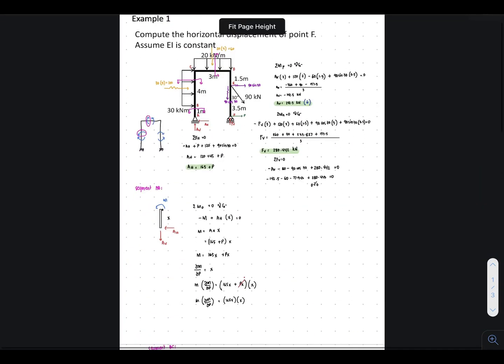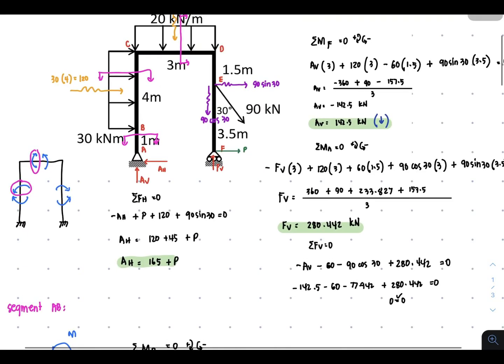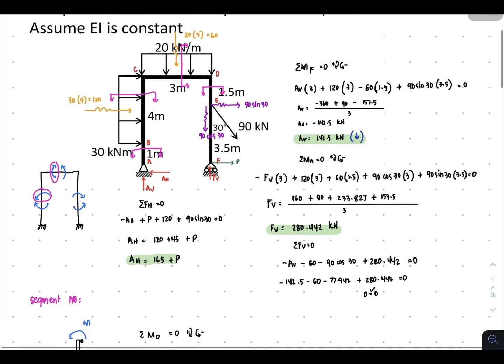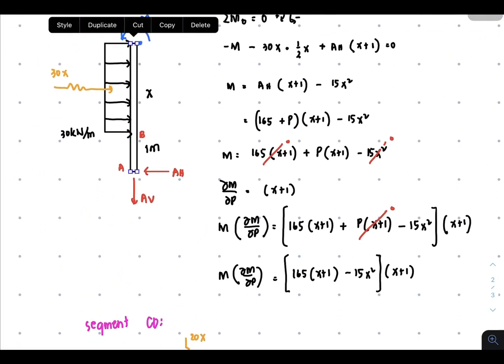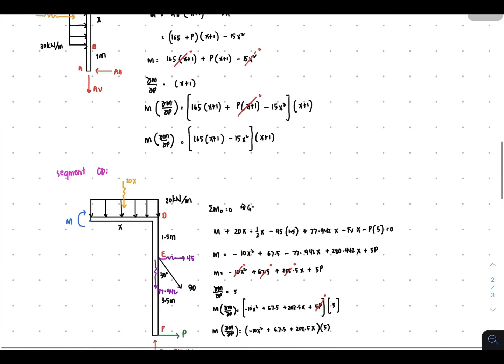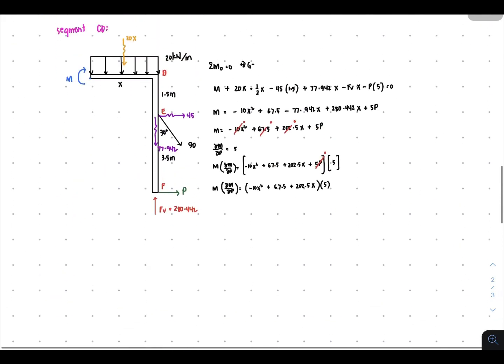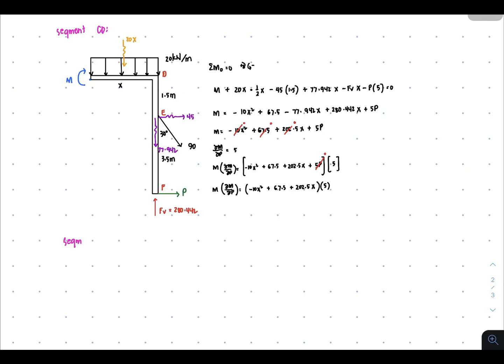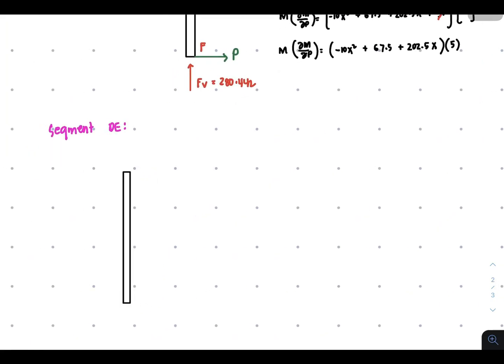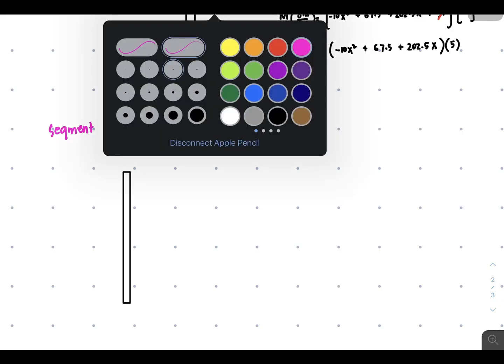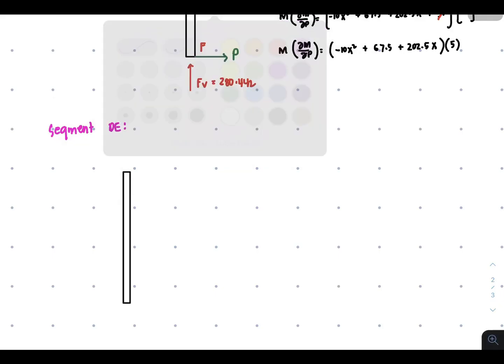Let's proceed to our next segment. So the next segment is DE. So I'll be cutting here and consider the lower portion. That's DE. So let's just borrow this. Let's borrow that. And then this is now for segment DE. So for segment DE, I'll just place now the values of the forces.